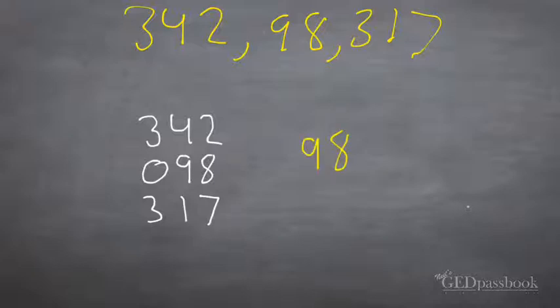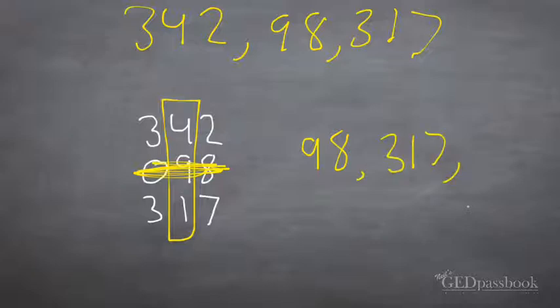Now move on to your next one, 4, 9, 1. Well, this one's already done. So now 4 and 1. Which one's the smaller one? The 1, right? So we already know the next one is the 317, and then obviously the one that's left over is 342.